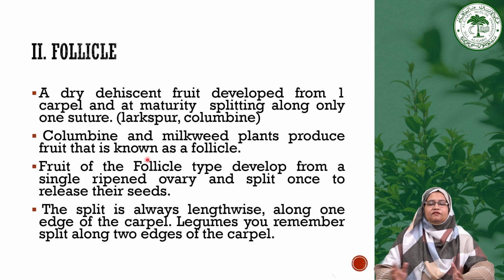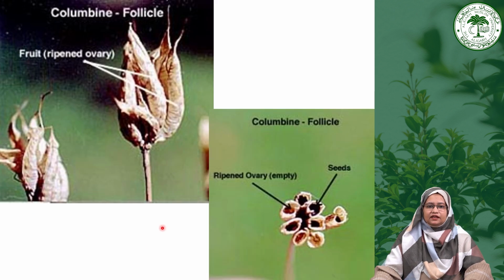Then the next one is the follicle. As we have discussed earlier, follicles are fruit that also develop from a single carpel, and at maturity they dehisce from only a single suture. The follicle is a fruit that develops from a single carpel, and at maturity splits along only one suture, as in the case of larkspur or columbine. In the case of columbine and milkweed, the plant produces a fruit called a follicle, which develops from a single ripened ovary and dehisces along only a single line.